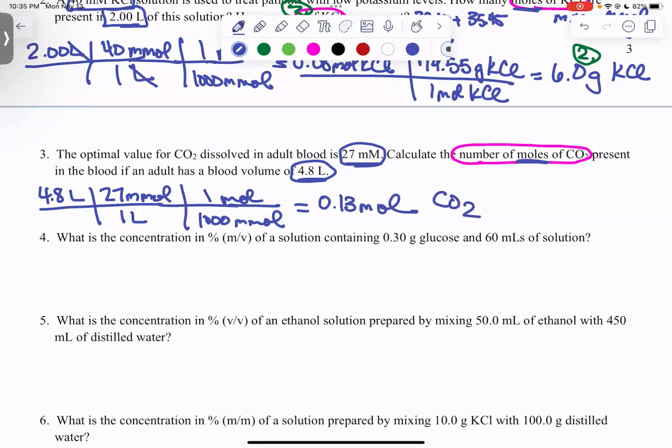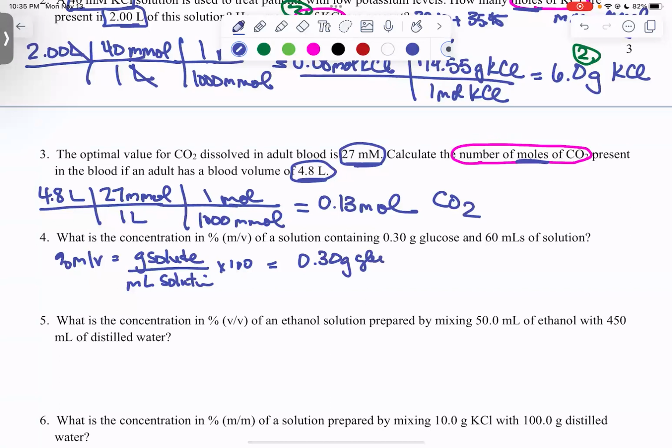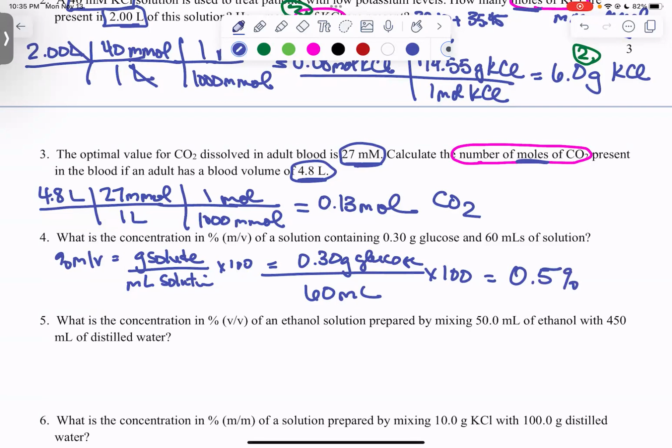What is the concentration in percent mass by volume of solution containing 0.3 grams of glucose and 60 milliliters of solution? So our percent mass by volume is our grams solute over milliliters of solution times 100. Now I'm just going to go ahead and plug my values in, and I know I have 0.30 grams of glucose per 60 milliliters of solution times 100, and that should give me a 0.5% glucose.